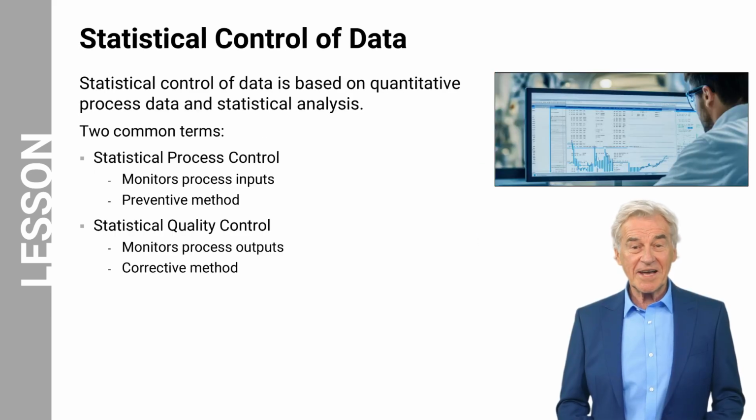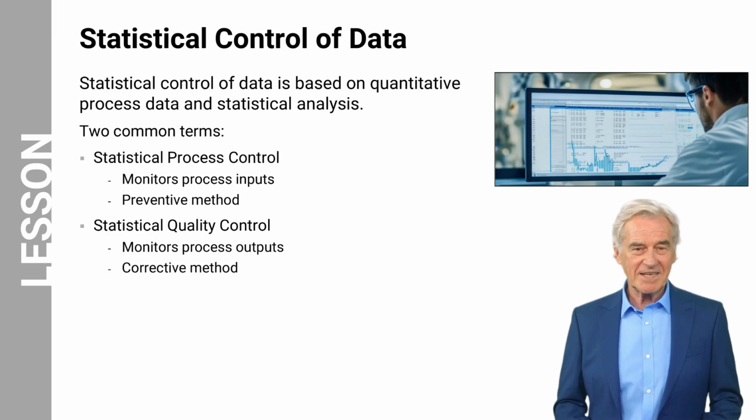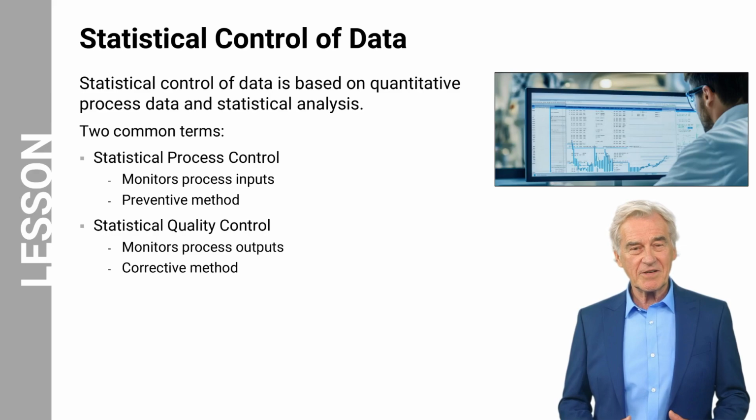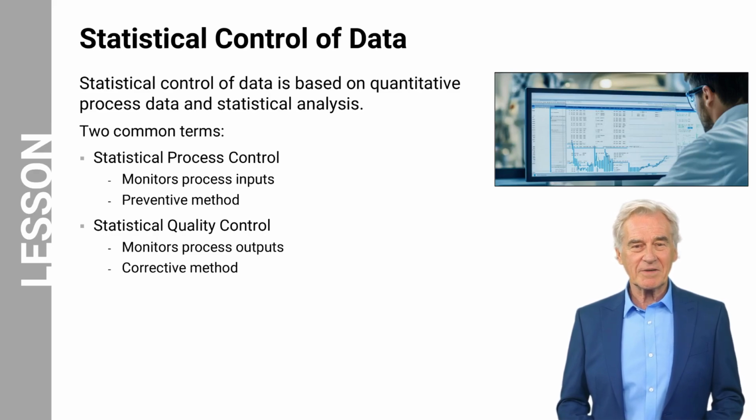As the name implies, statistical control is a theory based on quantitative process data and statistical analysis. This process is used to make sure the final product quality matches the product's requirements. There are two common terms associated with statistical control: statistical process control and statistical quality control. However, a distinction should be made between these terms.